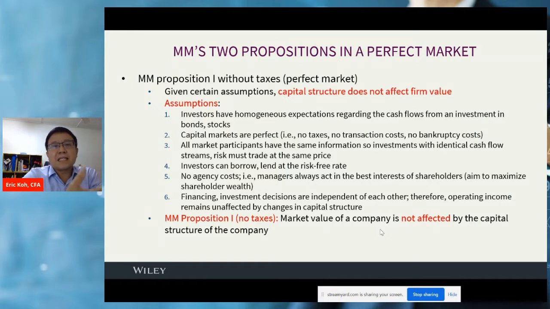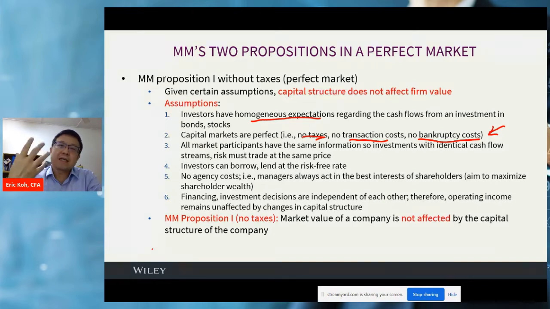Now, what are the underlying assumptions in the perfect capital market for this proposition one to hold? They are listed here; there are 6 of them. Among them, one very big clue is that there are no transaction costs. There are no taxes, there are no transaction costs, there are no bankruptcy costs. We'll go through this in a moment. People have similar expectations. I won't go through the rest of the details; I will just focus primarily on this, because you'll get to see it soon.